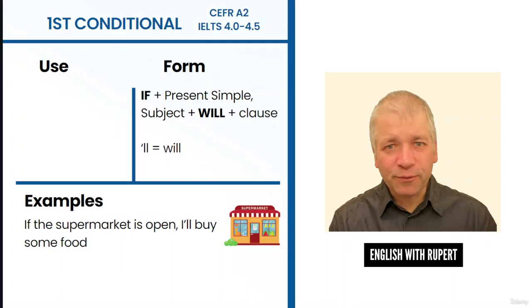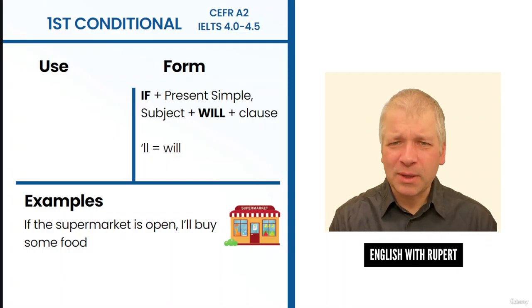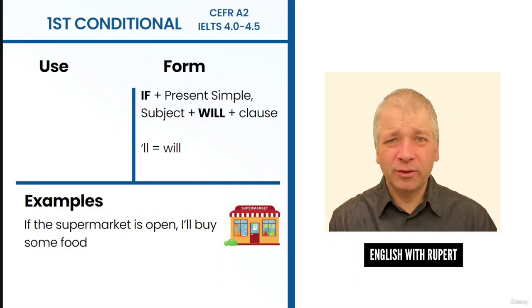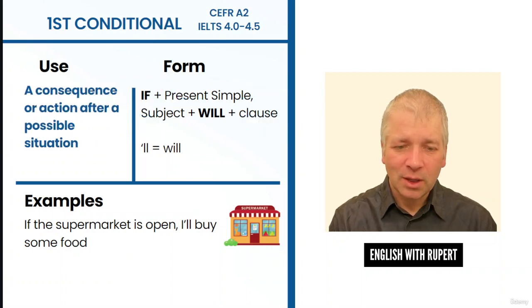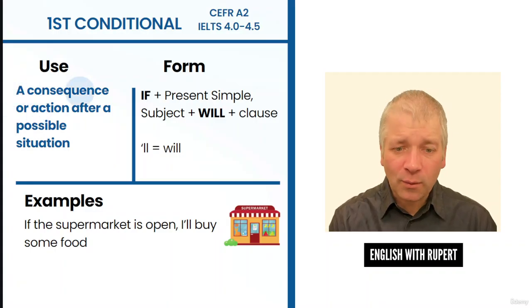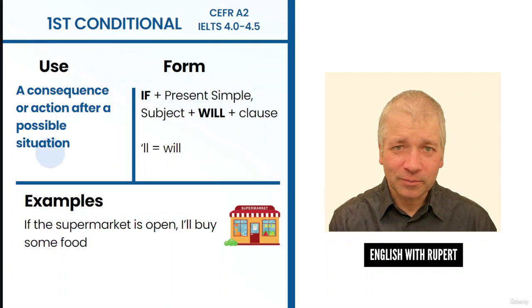Before we study this form, why do we use this sentence beginning with if, then followed with a second part with will? This is the reason. We use this sentence for a consequence or action after a possible situation.